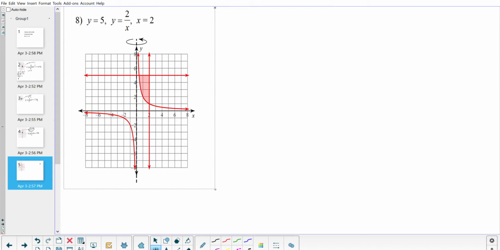Okay, this one: y equals 5, y equals 2 over x, and x equals 2. And again, around the y-axis, so we're going to rotate this. Oh, goodness, let me try that again.